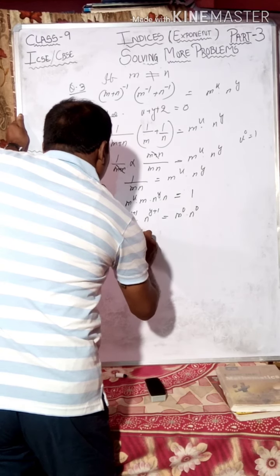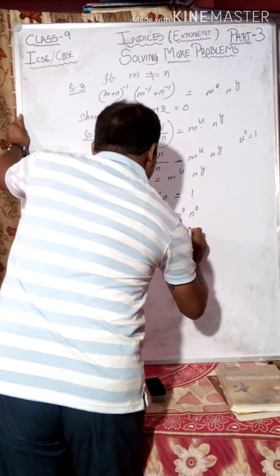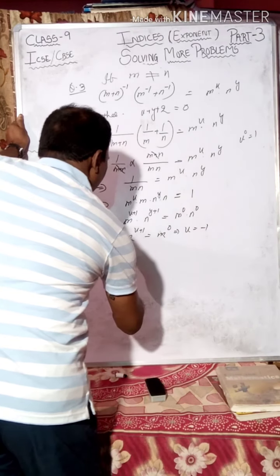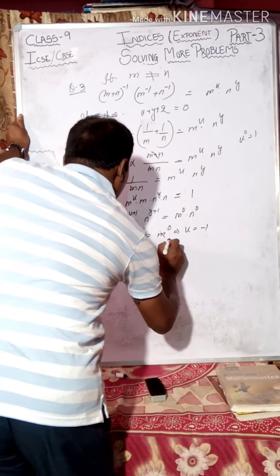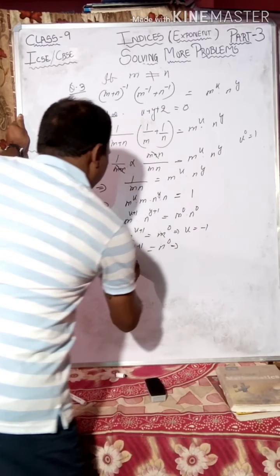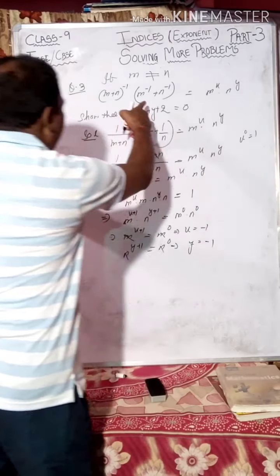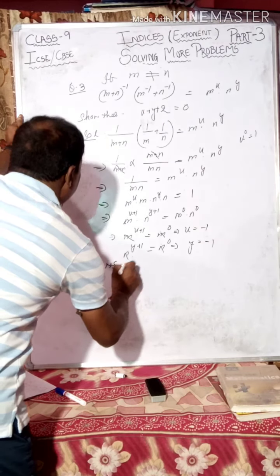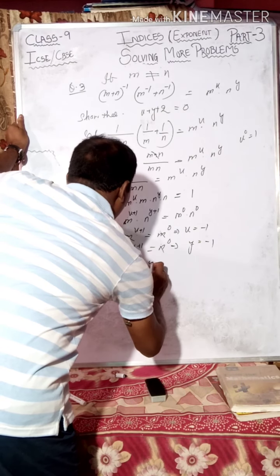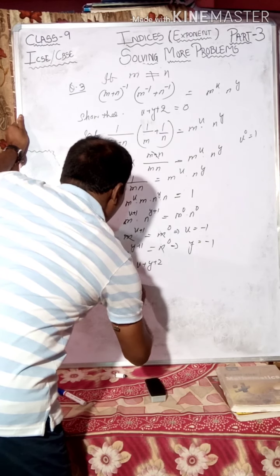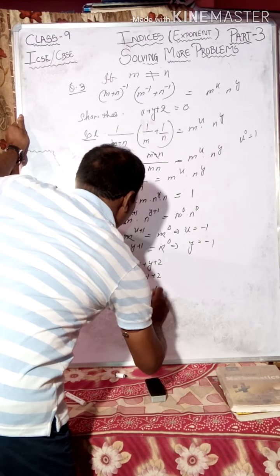m to the power x plus 1 is equal to m to the power 0, so x plus 1 is equal to 0, so x is equal to minus 1. And n to the power y plus 1 is equal to n to the power 0, implies that y plus 1 is equal to 0, so y is equal to minus 1. Now take the LHS side. LHS is equal to x plus y plus 2, that is equal to minus 1 minus 1 plus 2, that is equal to 0. Proved.